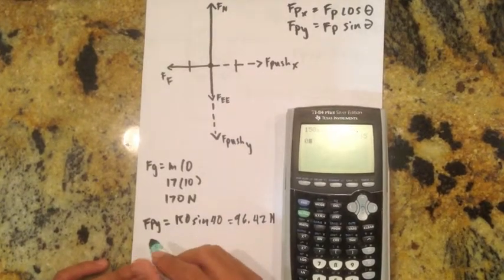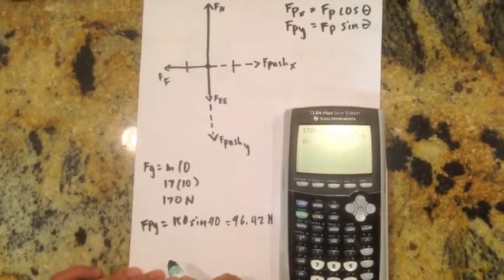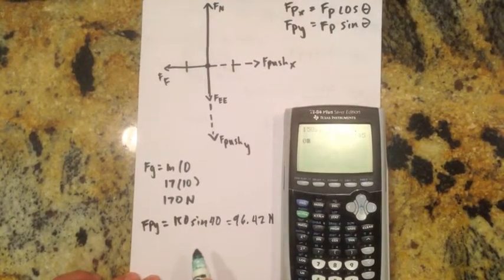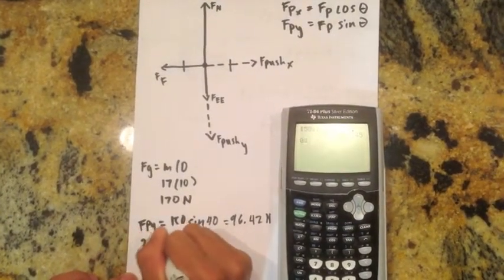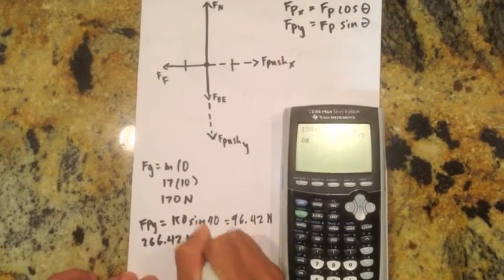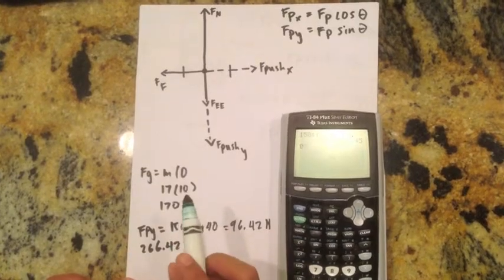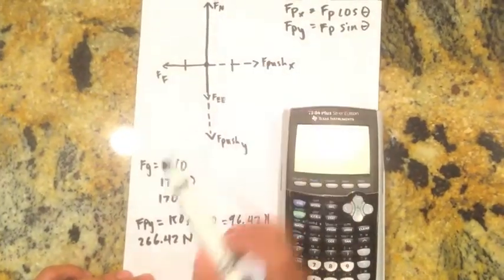We know force of gravity equals 170 newtons, and force of the push in the y dimension equals 96.42 newtons. We add them together to get a total of 266.42 newtons. We know normal force is equal to the downward force, so it will also be 266.42 newtons.